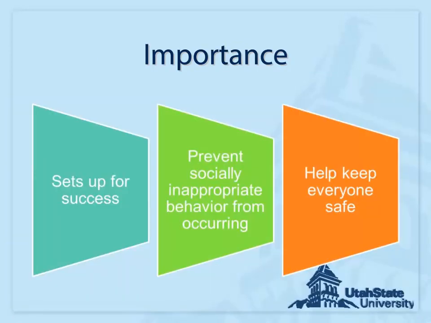Determining what signals students to engage in appropriate and inappropriate behavior will allow us to manage the antecedents so students are more likely to be successful until they have learned appropriate replacement behaviors. If we can eliminate antecedents for problem behavior, we decrease the likelihood that an individual will exhibit that problem behavior.